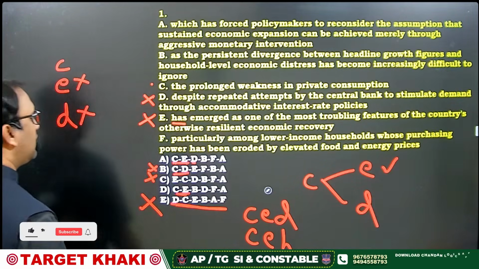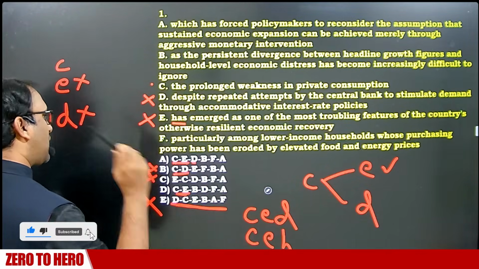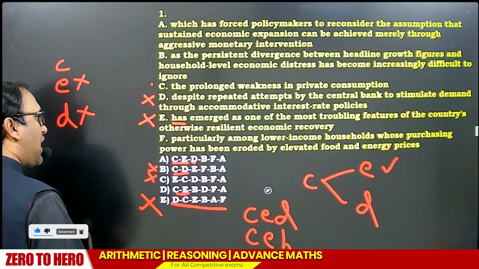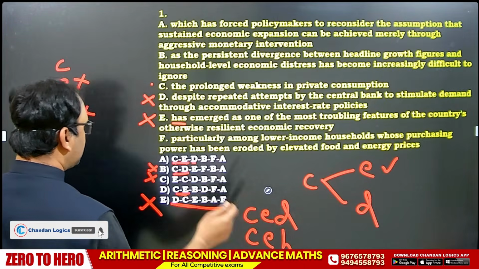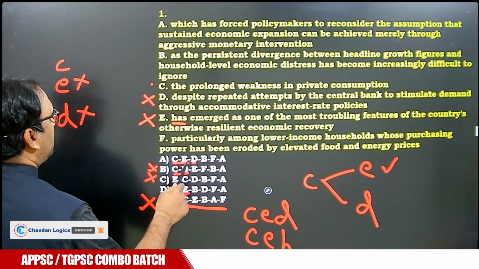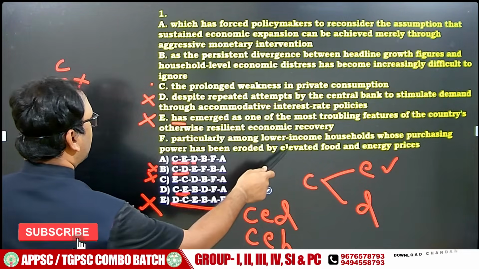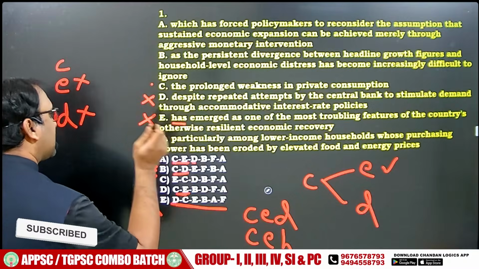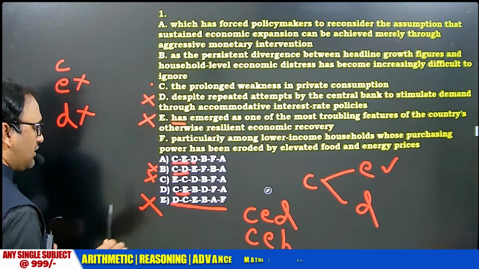Now I'll read it. The prolonged weakness in private consumption has emerged as one big problem. Otherwise, resilient economic recovery, what? D. Otherwise, resilient economic recovery, despite repeated attempts by the central bank to stimulate the demand. Now B.